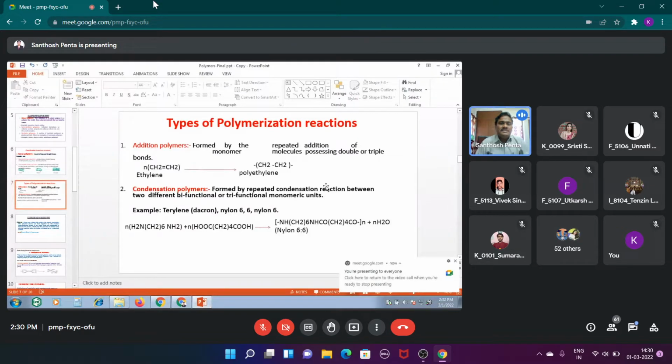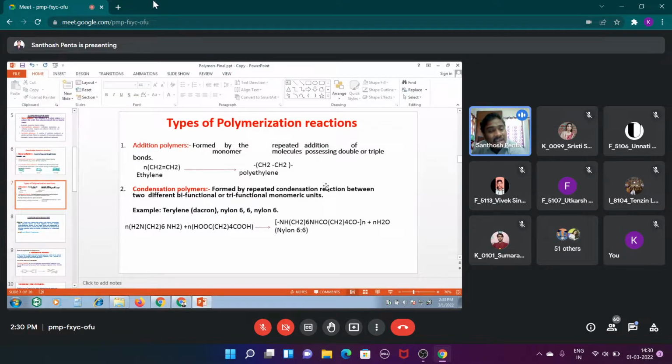Okay, now see what happened. The next one is condensation polymerization. In addition polymerization, the same type of monomeric units, that means ethylene, join together. All the ethylene molecules join and produce the bigger molecule without elimination of any small molecule.